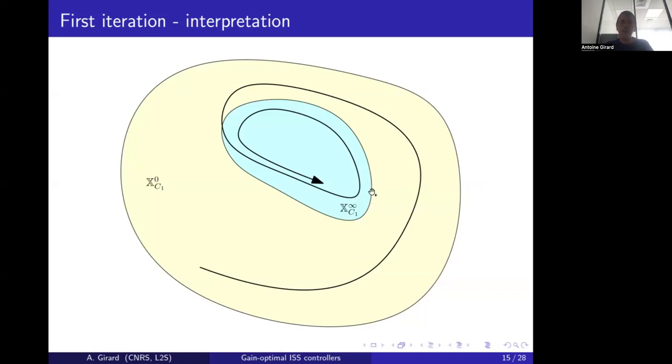So we have the two functions, W1 and V1. So V1 is going to allow us to compute what is the smallest attractor that I can get, right? And this is this blue region, right? And then once I have the smallest possible attractor, I can compute the yellow region, which is the basin of attraction for my control.